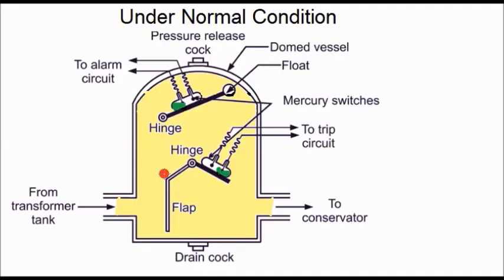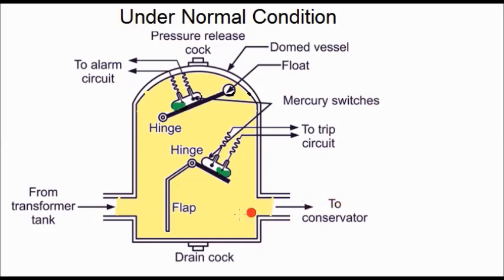So in this figure, the construction details of the Buchholz relay have been shown. It is a dome-shaped structure. So this is the inlet valve and this is the outlet valve. Under normal conditions, if the oil in the transformer main tank gets heated, then some of the oil will flow from the transformer main tank through the pipeline and the Buchholz relay towards the conservator tank.